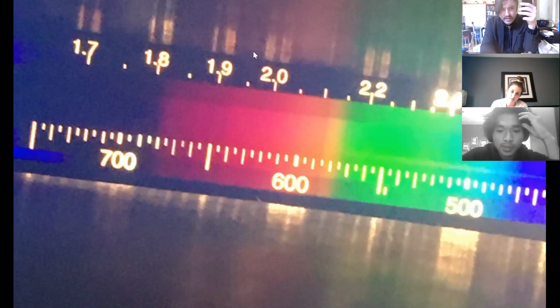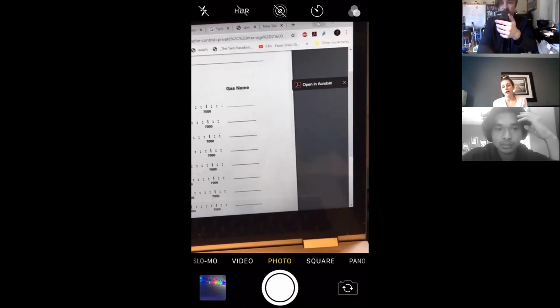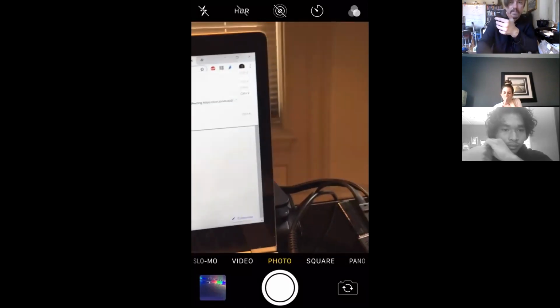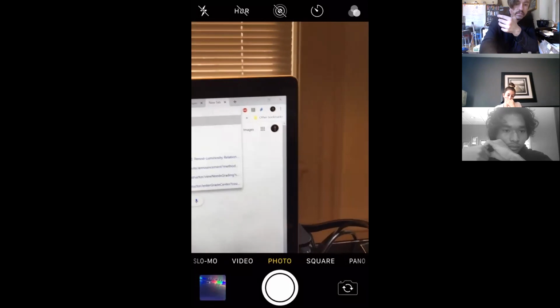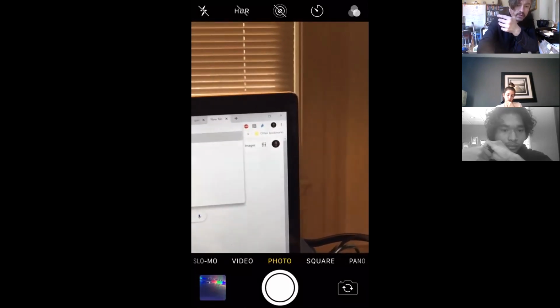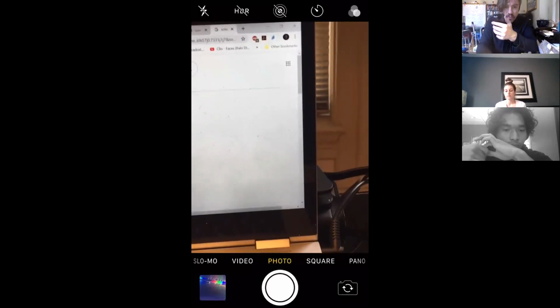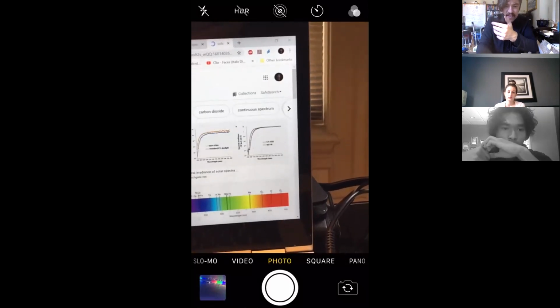If I stop share, am I going to be able to reshare again? This should look... can you guys see my screen? Yep. Okay. With a slightly better camera and a slightly better spectroscope, what you see instead is this.